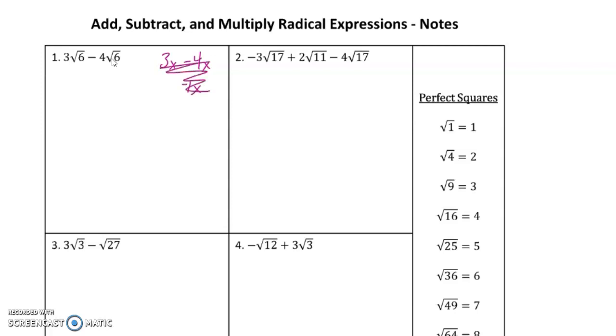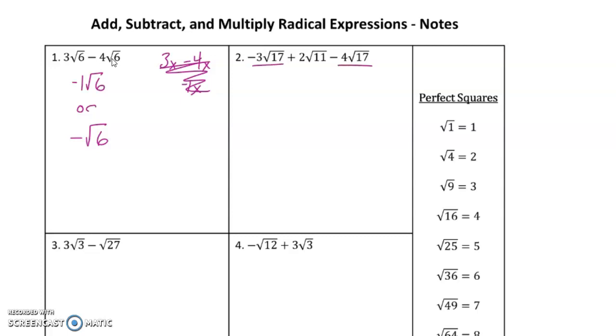Well, this is the same type of thing. 3 square root 6 minus 4 square root 6 is negative 1 square root 6. Or if you just want to write negative square root 6, that's okay. So you can add or subtract radical expressions if they have the same square root, the same number inside the square root.